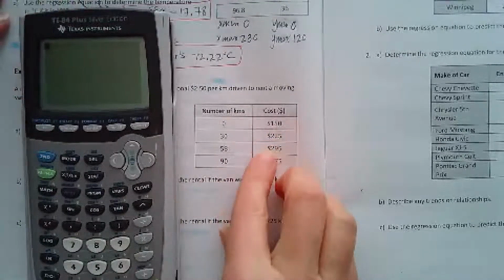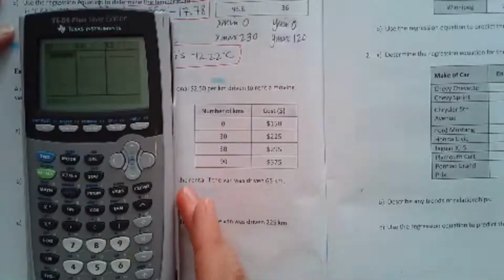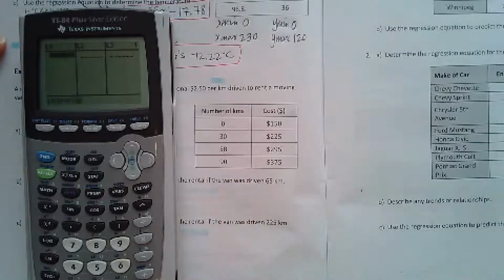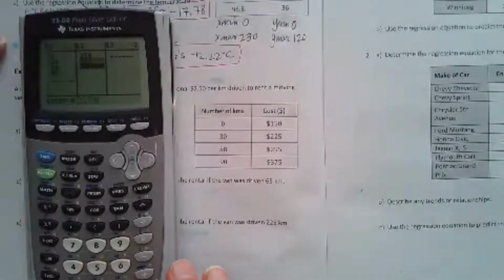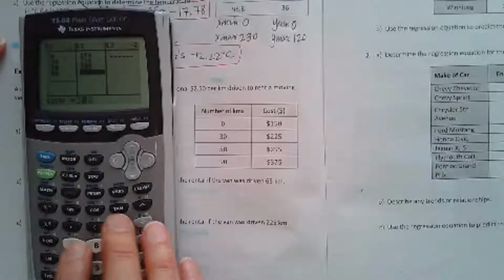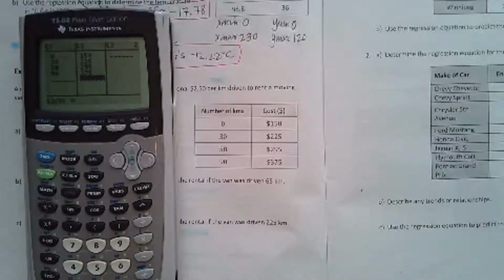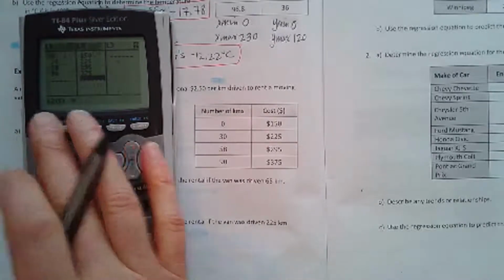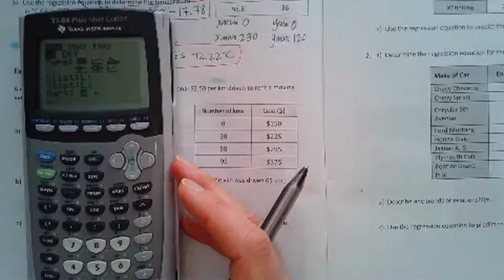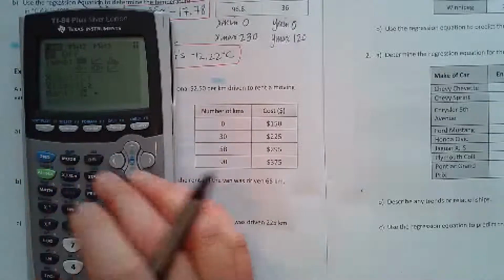Okay, so I'm going to put my new data in. So stat edit, I'm going to put my new set of data in, 0, 30, 58, 90. Then I'm going to put 150, 225, 295, 375. Okay, now the next thing I'm going to do, I'm going to turn my stat plot on just so I can see the data when it's plotted. And then I'm going to quit.